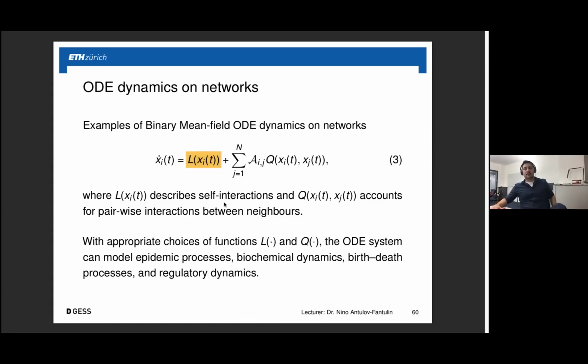denotes self-interaction, okay? Something that drives the system of a node without any interactions to others. And you also have a second part that is connected to the interaction with other nodes, okay? So you are essentially summing over all your neighbors, and you have a certain interaction function that takes the state of node i and the state of node j. And then depending on which kind of function we take, we will have different types of dynamics.